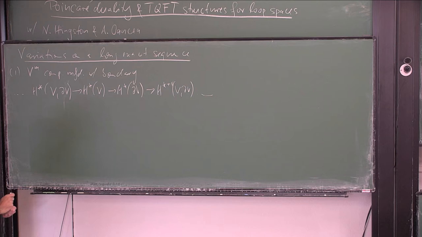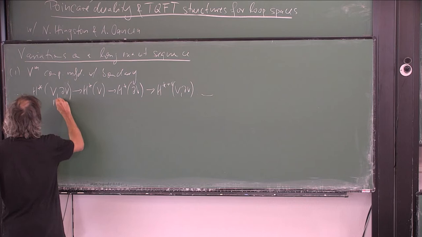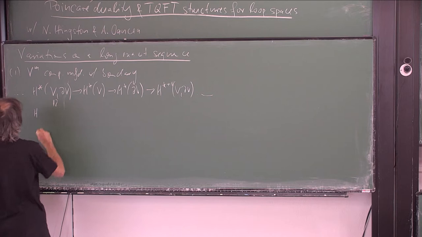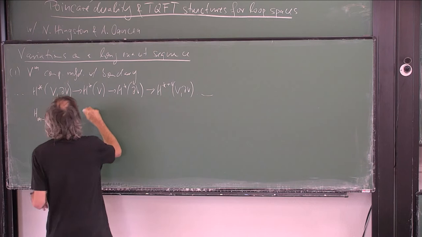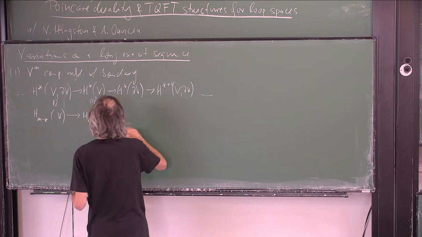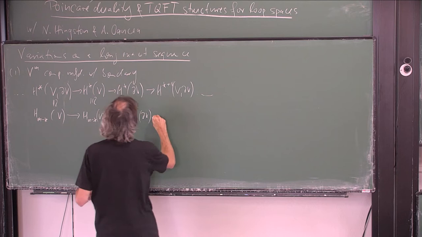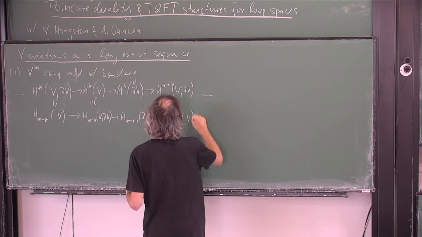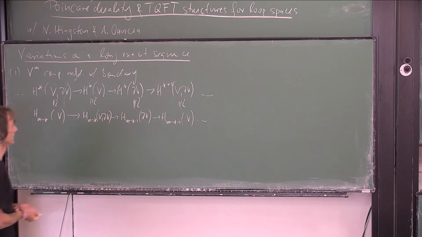Now also there's a duality here, namely this is Poincare duality with boundary. So it's H in degree m minus star of V. This is H in degree m minus star of V rel boundary. This goes to H m minus star minus one rel boundary. This goes to H m minus star minus one of V, and it goes on. And we have dualities everywhere here. V is orientable. V is orientable, yes. Again, otherwise you need to use different coefficients. Yes, thanks. Yes. Orientable.